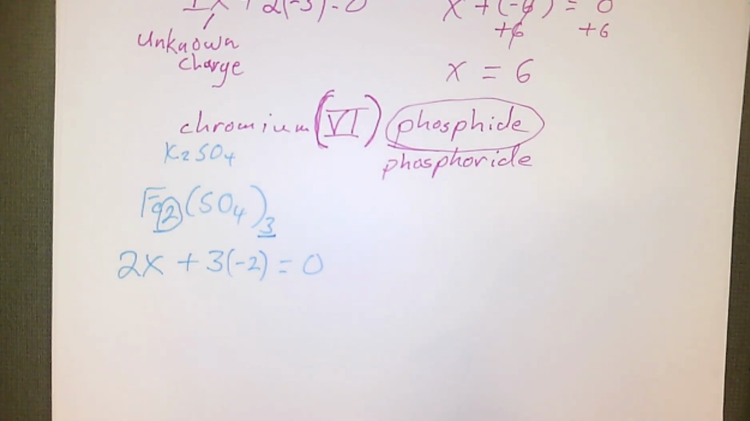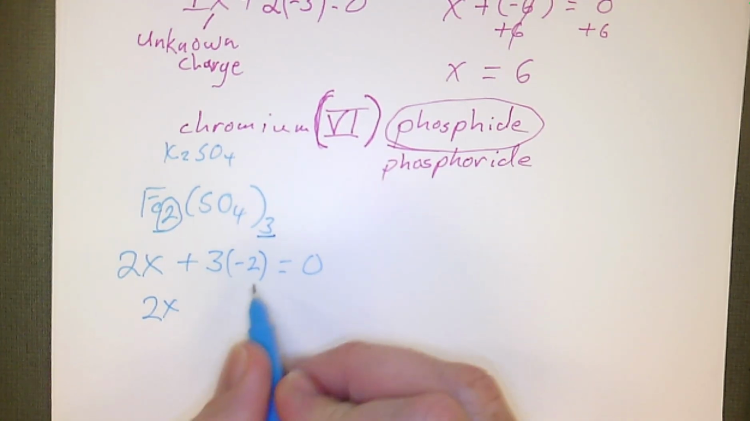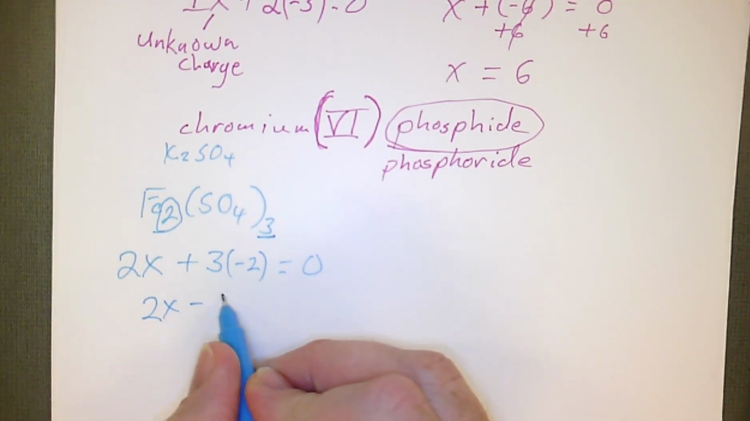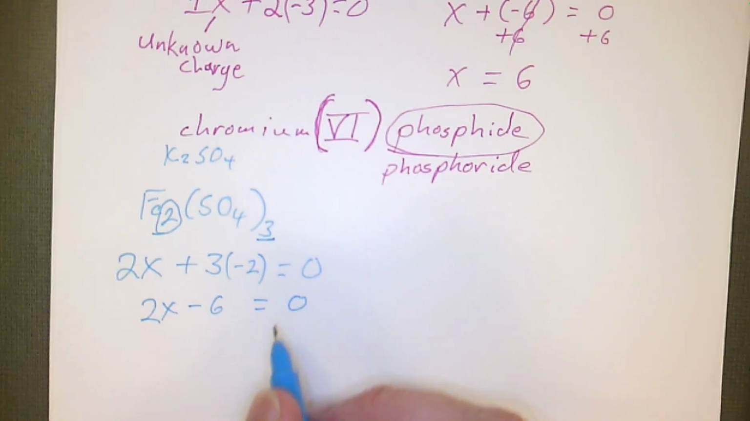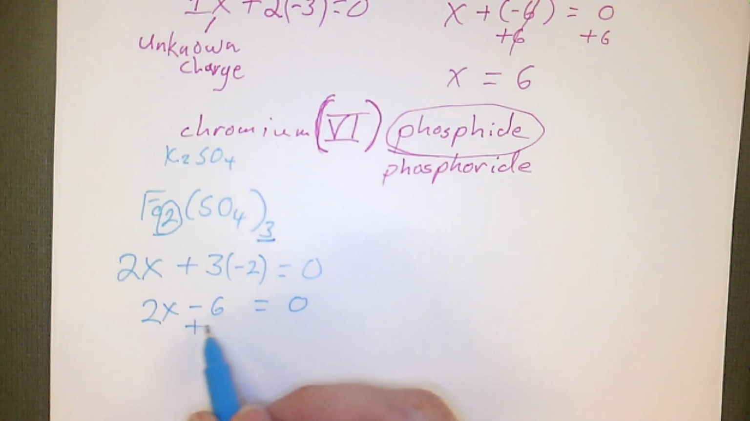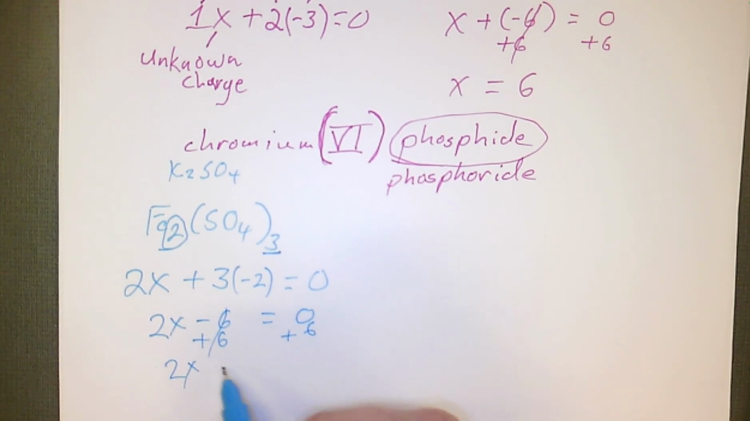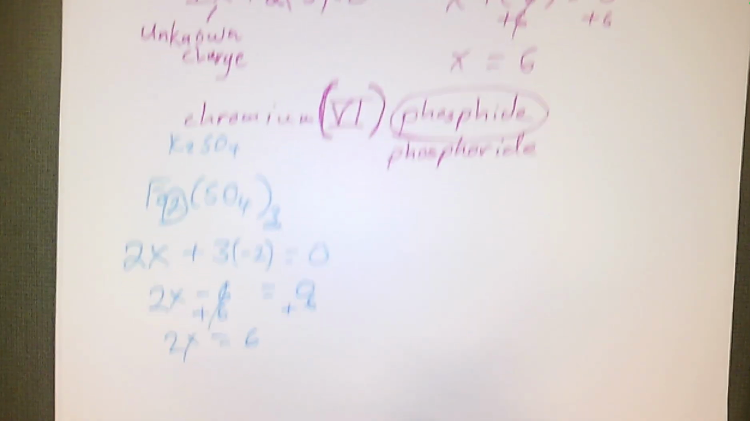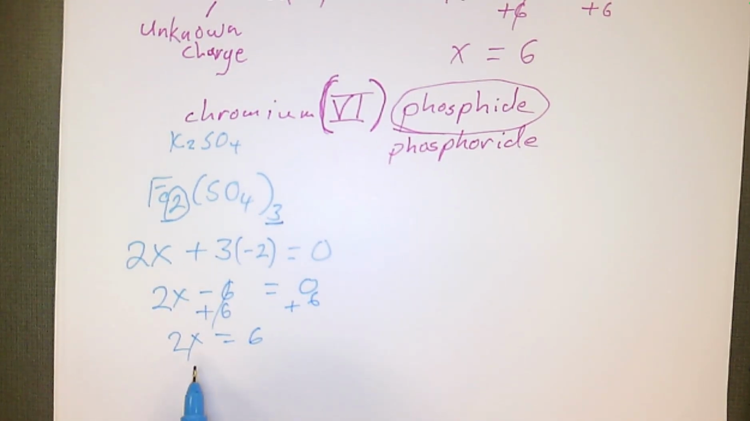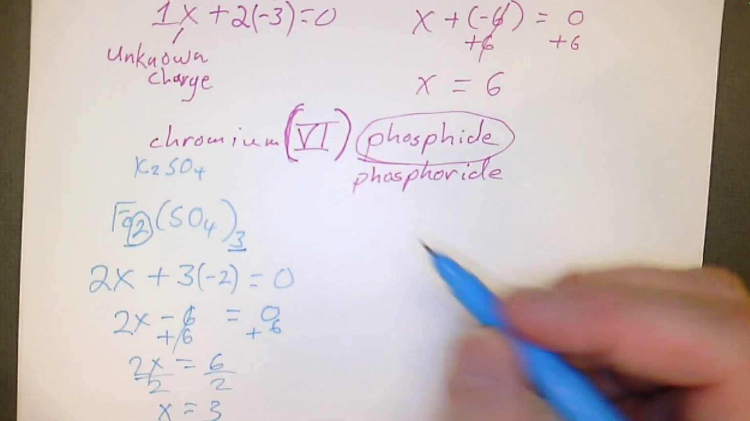Very good. Now we just math, okay? So we'll bring down the 2X this time. What's 3 times -2? -6 equals 0. All right, what do I need to do next? Add 6. Very good. Plus 6 to both sides. Cancels. 2X equals 6. Oh, almost out of space. All right, so now how do I get X by itself? Yep, divide by 2. Very good. So X equals 3.